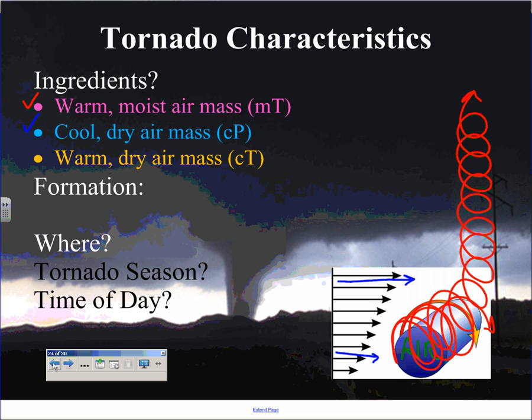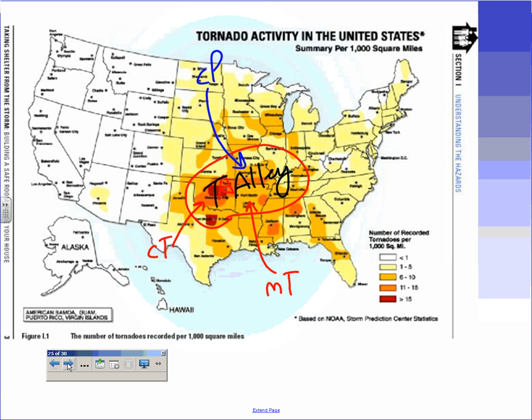And if we move down one in your notes, describe why more tornadoes form in Tornado Alley. Remember, I just explained that. That's where all three air masses mix most easily.